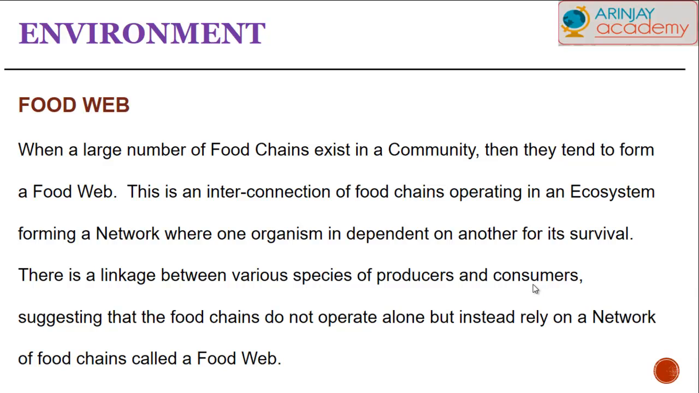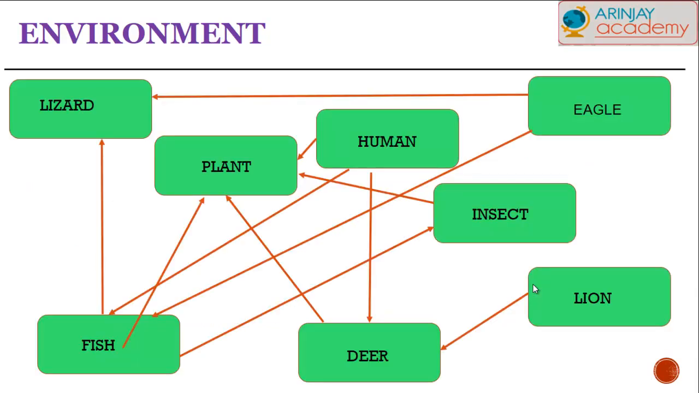A food web, on the other hand, unlike a food chain, is a complex structure of different chains interconnected between each other. This, as a result, forms a network where you find that one organism has to be dependent on the other for its survival. There is a linkage between various species of producers and consumers. So this suggests that food chains do not operate alone, but instead rely on a network of food chains called a food web.